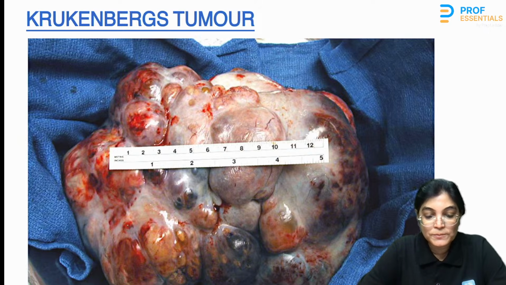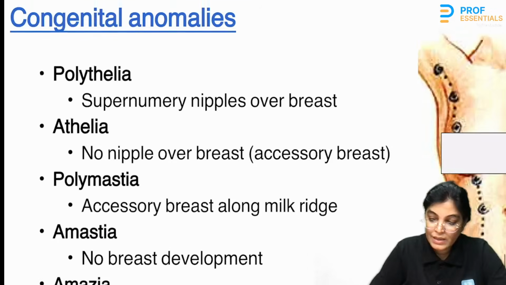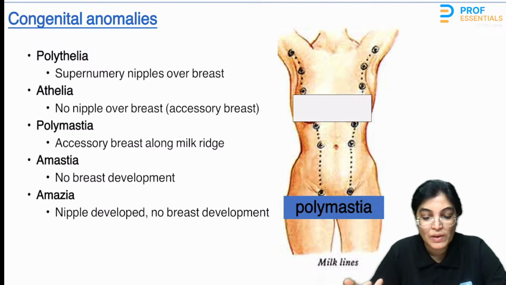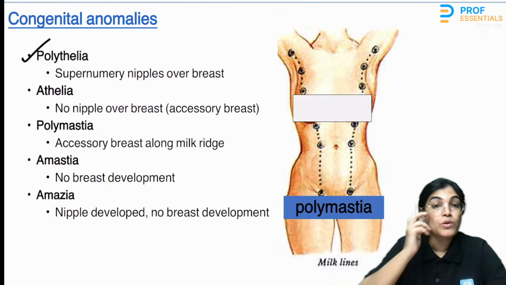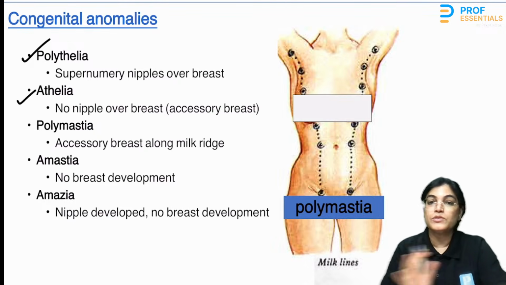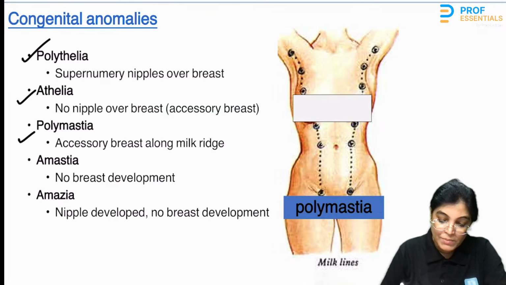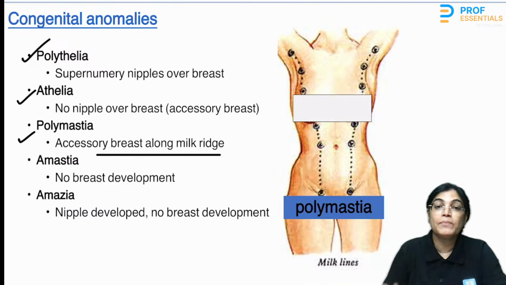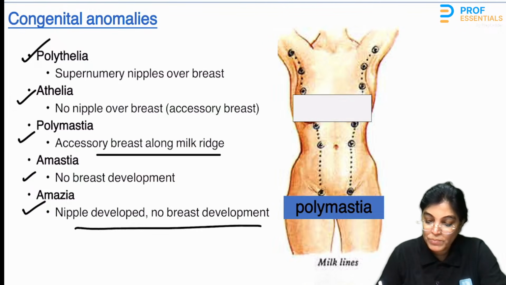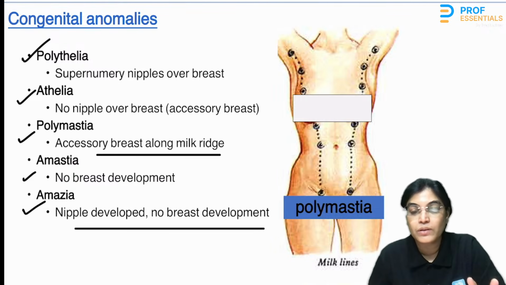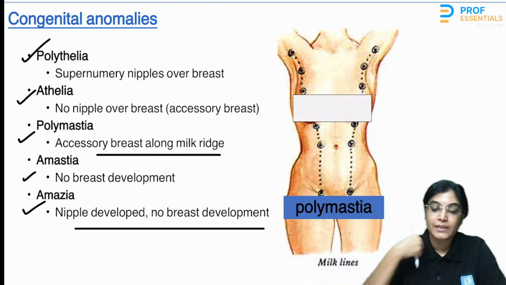Okay, now I want you to show this image where you can see congenital anomalies which can be seen due to developmental cause. Polythelia, more than one supernumerary nipples over the breast. Athelia, no nipples in the breast. Polymastia, accessory breast along the milk line. Can you see the line which has been shown is the developmentally the line of milk ridge. Amastia, no breast development. Amazia, nipple developed but no breast development. Okay, these are the terms which you have to know because this can be asked in the Viva examination.